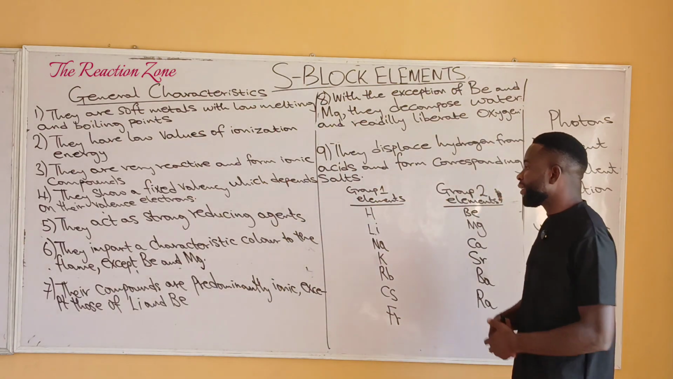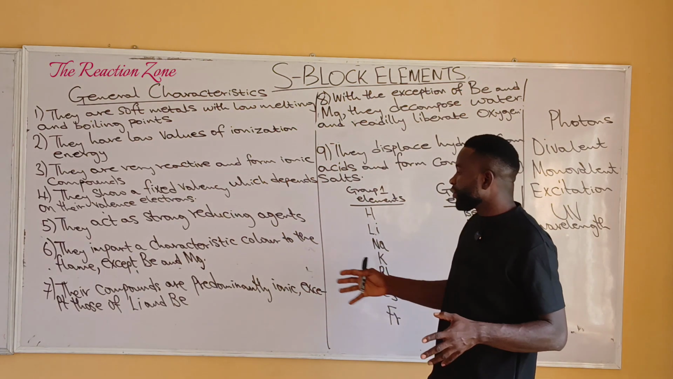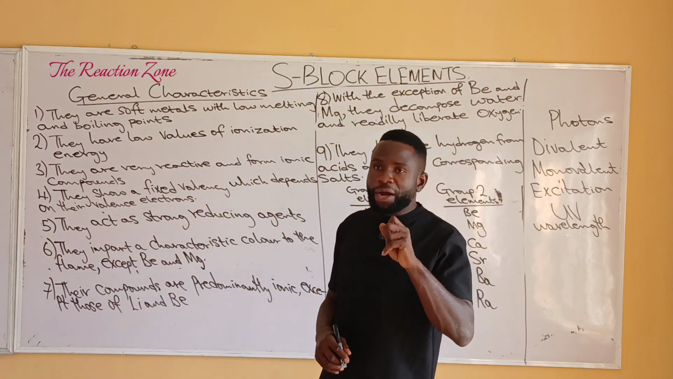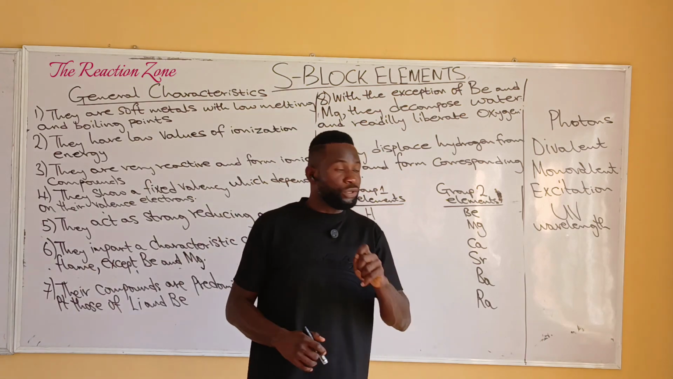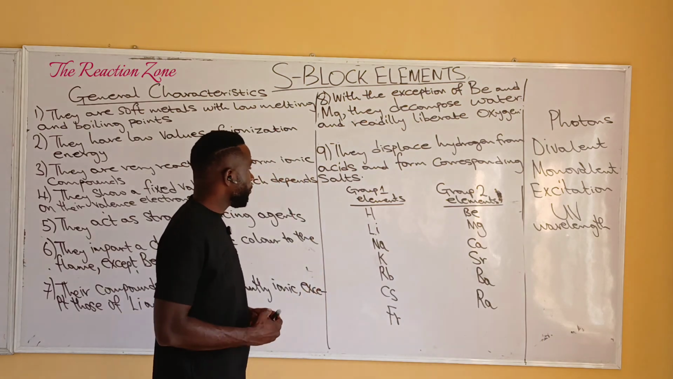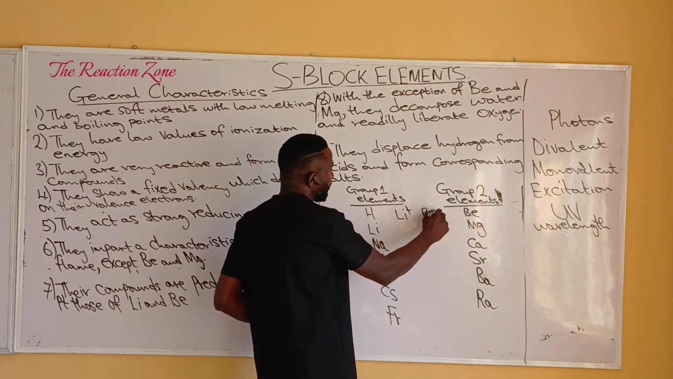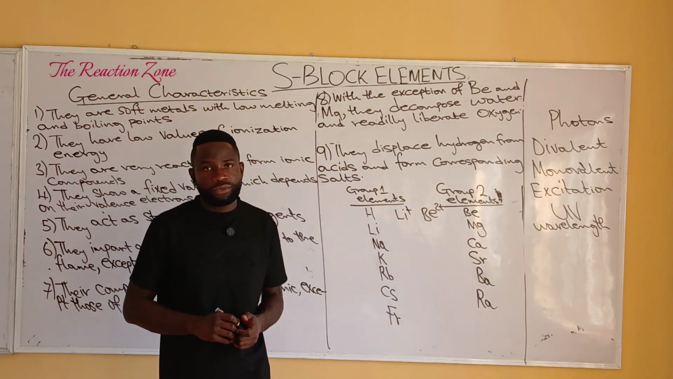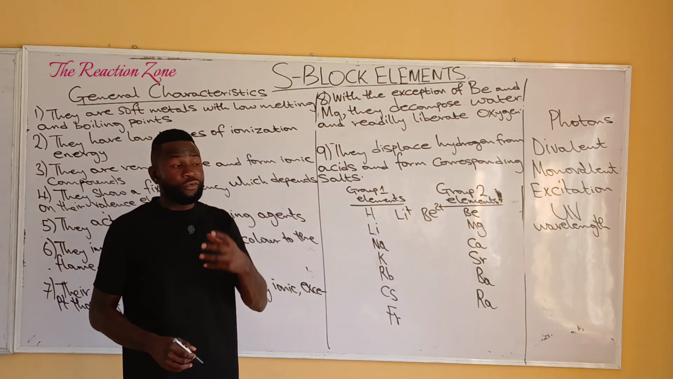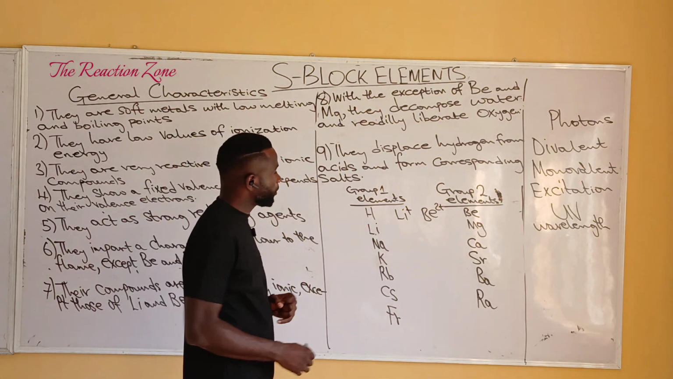The next point is that their compounds are predominantly ionic, except those of lithium and beryllium. The compounds of lithium and beryllium are usually covalent. And the reasons for this are: 1. Lithium ion and beryllium ion have small sizes. So this means that the small size of the cations is one of the reasons why they form covalent compounds.